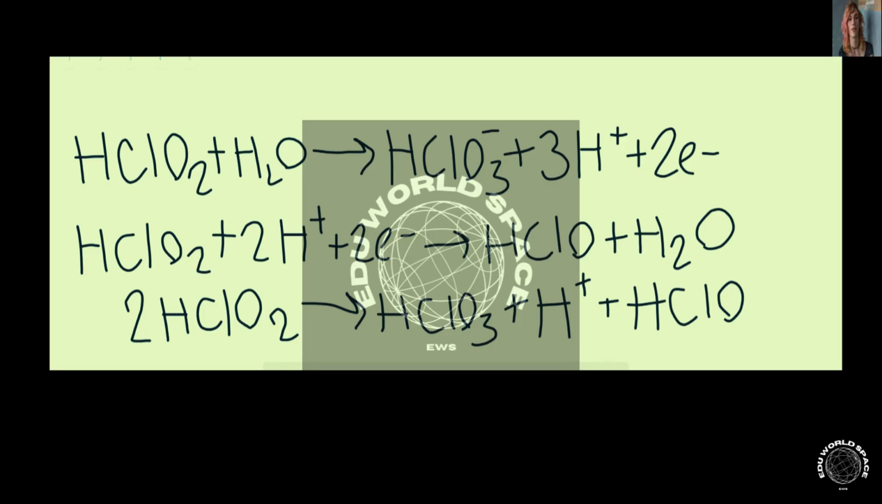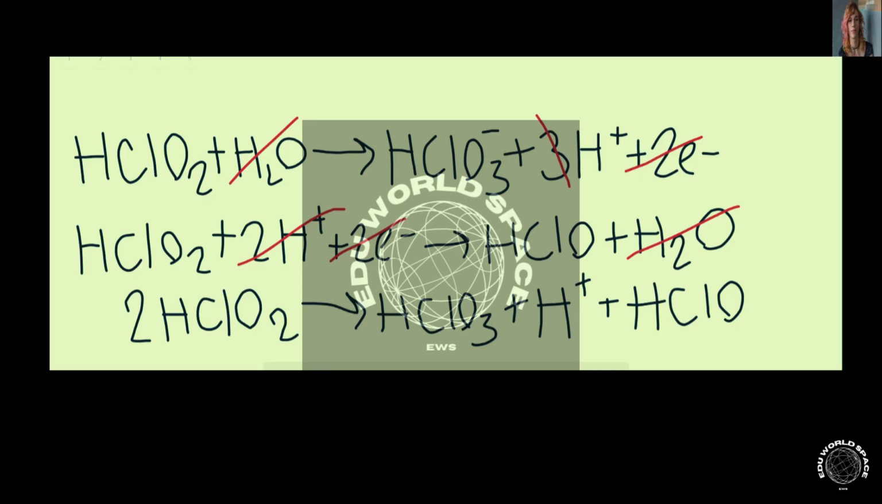So we want to add these together. So let's figure out what cancels. So first, what cancels is our 2 electrons. Then we have a water molecule on both sides of our reaction. And then we have 2 protons in our reactants and 3 protons in our products. So our 2 protons cancel out and we have just 1 proton in our products. So the overall reaction that occurs spontaneously, because remember, we were careful to add these together so that our resulting cell potential will be positive, the overall reaction is 2HClO2 yields HClO3 minus plus H plus plus HClO.